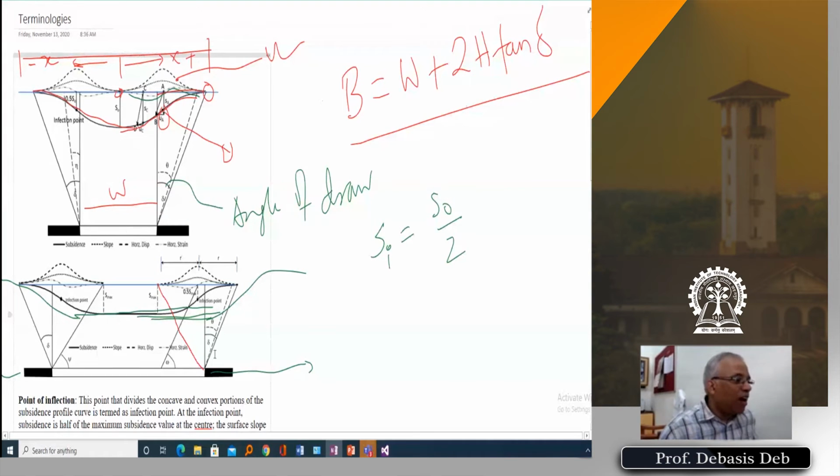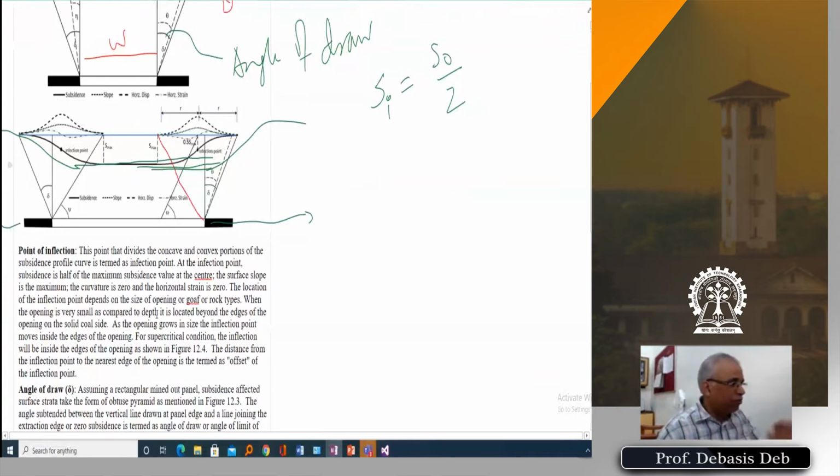Now for subcritical, it is very easy to calculate like this, but for supercritical, it is not so easy. You can see this basin will be calculated by how far we are seeing this zone, and from that the zone of influence, that means where the maximum subsidence is. That extent also has to be known. I will come to that.